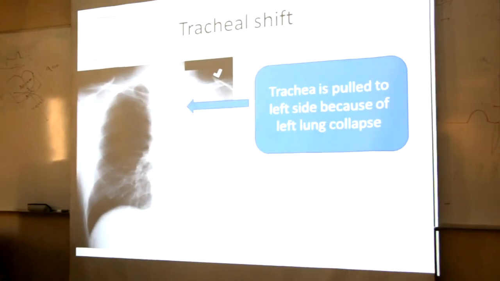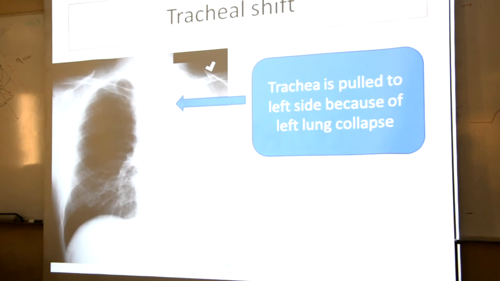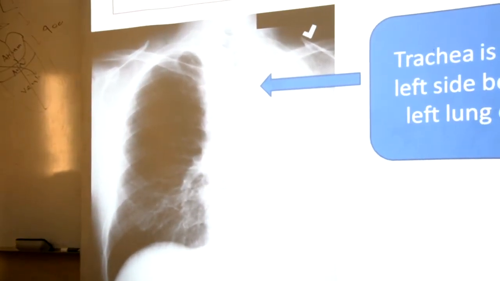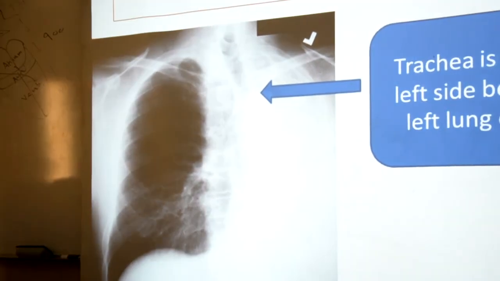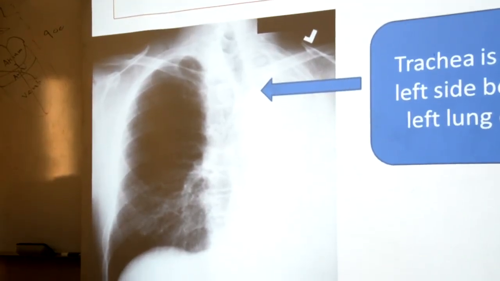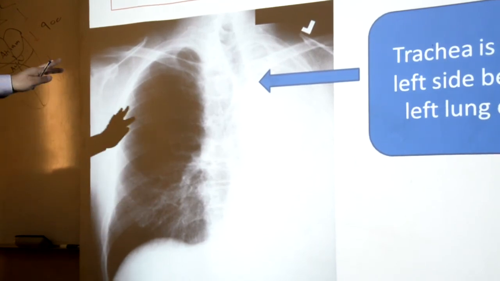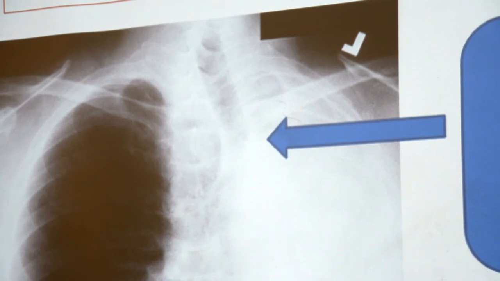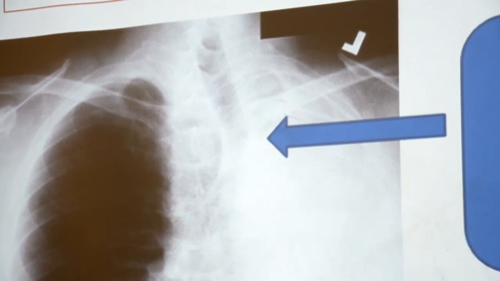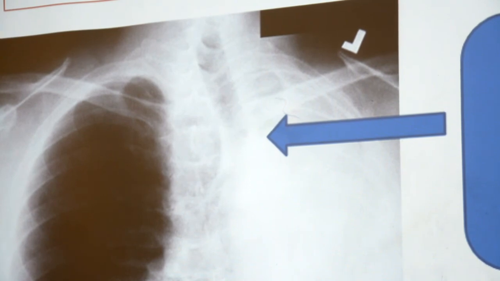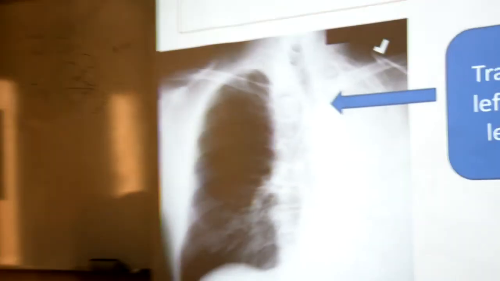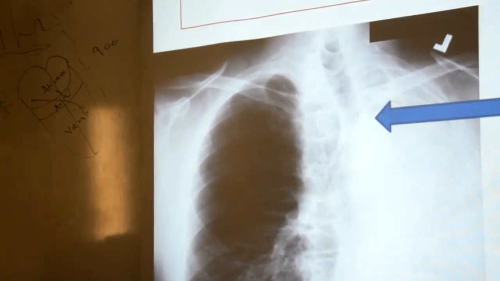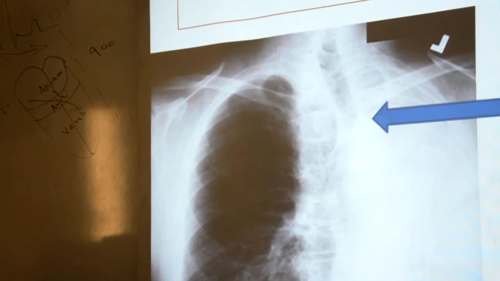Check this example again, on the opposite side. The trachea is deviated to the left. My question: is it pulled or pushed? Do you think it is pulled to the left side or pushed to the left side? Pulled. Why do you say pulled? Because there is a collapse of the lung due to negative pressure, it is pulled. It is not pushed.